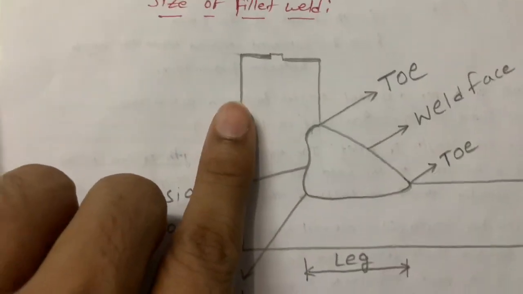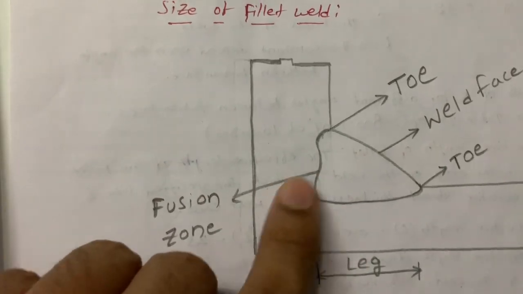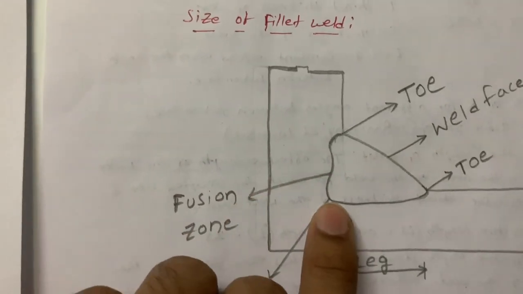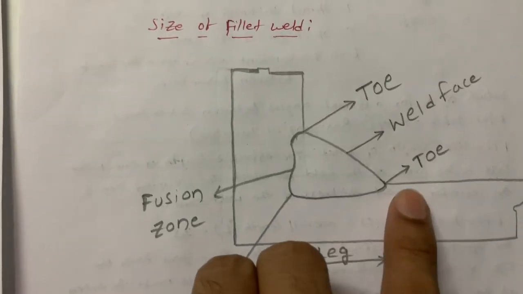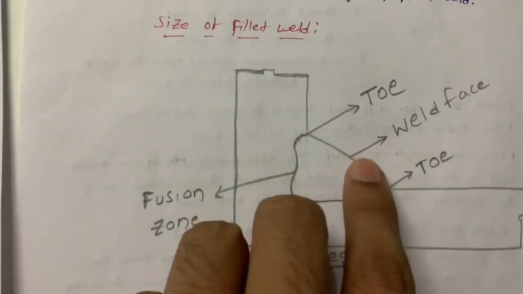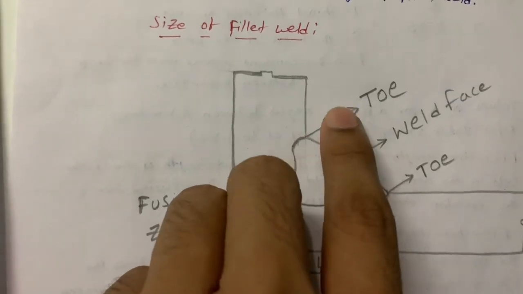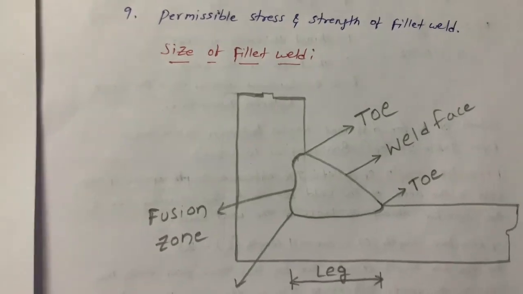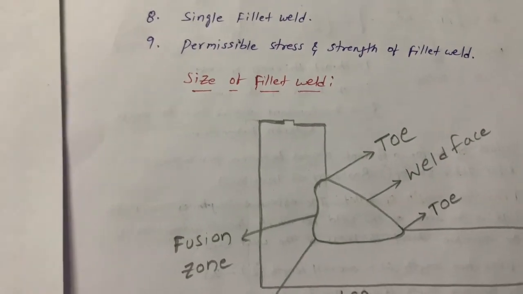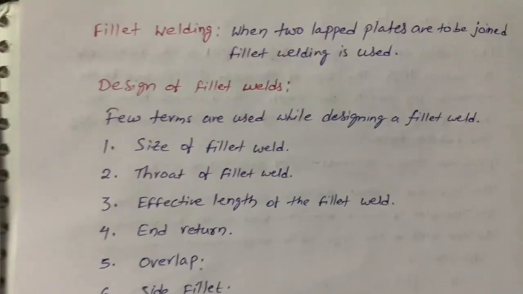This one is the fusion zone. This face is called the fusion zone, and this end part is called the root. From the root to the toe point is called the leg, this is the weld face, and this is the toe point. Like that, we are going to connect two plates or two structural members by using welded connections.